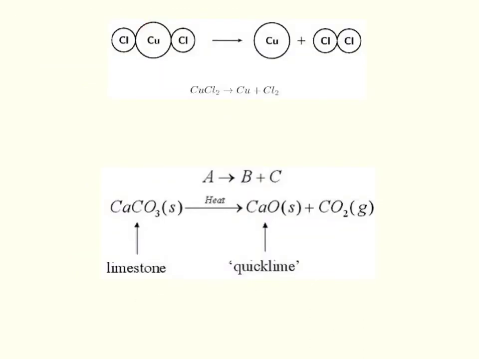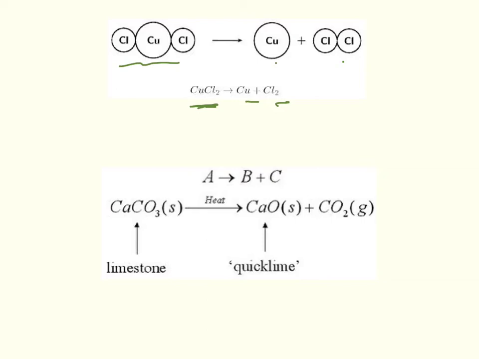Here are two examples of decomposition reactions. In this first one we have copper(II) chloride, so that's right here. Here's our compound, and it's breaking down into its parts, so it's breaking down into its elements. We have copper metal, and then we have the chlorine gas over here, the Cl2. So there's a simple decomposition of an ionic compound.